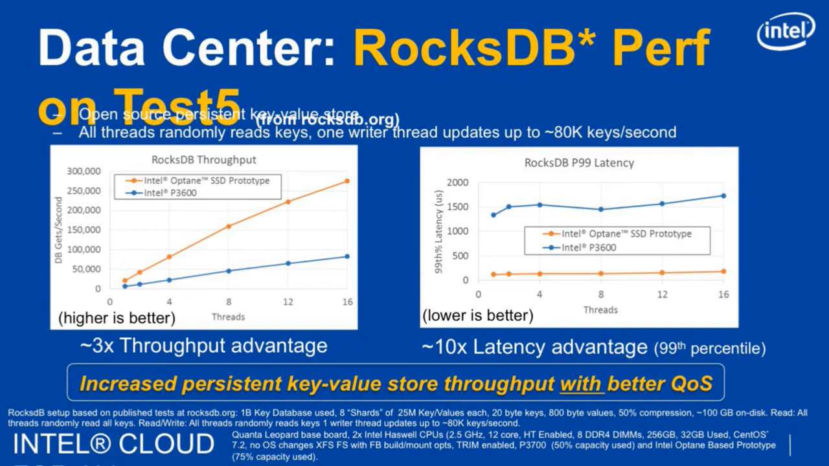This is quick. Our prototype is coming, and this is a quick performance test on the RocksDB. This is RocksDB test 5. Basically, without further tuning, the Optane drive already has 10 times faster latency than the current fast PCIe SSDs, and the throughput is 3 times faster.